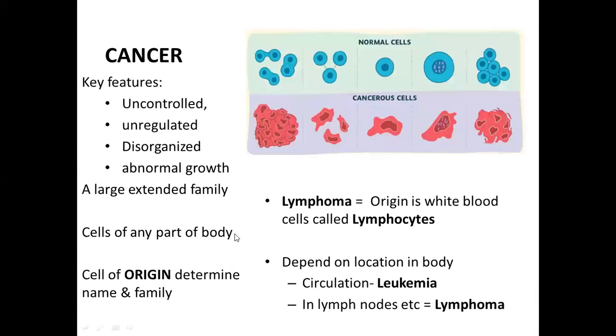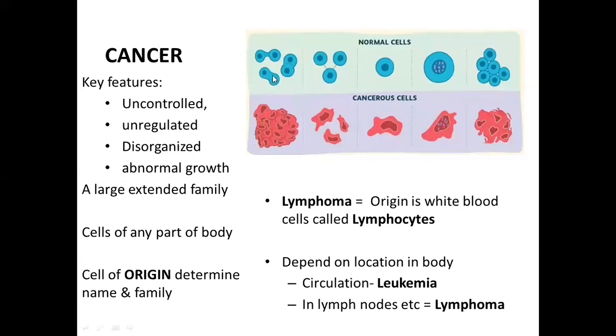To start with, cancer generally is a term that is also called malignancy or malignant neoplasm, basically referring to the uncontrolled, unregulated, and disorganized proliferation of cells within the body, leading to the development of abnormal growths. So you will hear mostly some of these cancers or malignancies being referred to as a new growth in the body that is uncontrolled, unregulated, and disorganized.